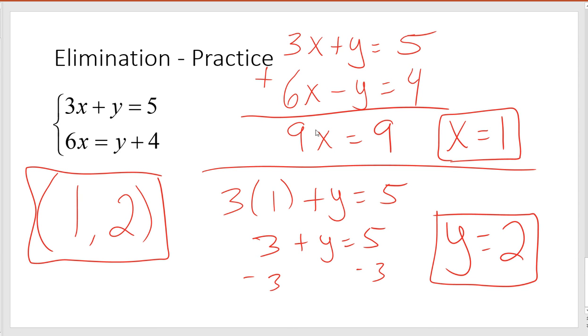3x plus 6x is 9x. 5 plus 4 is 9. The y's are eliminated. X equals 1. I take x equals 1, I sub it back into either equation. I chose the top equation. You could have just chosen the bottom equation as well. So 3 times 1 plus y equals 5. We isolate y and we get y equals 2. So 1, 2 is the intersection point of these two lines.